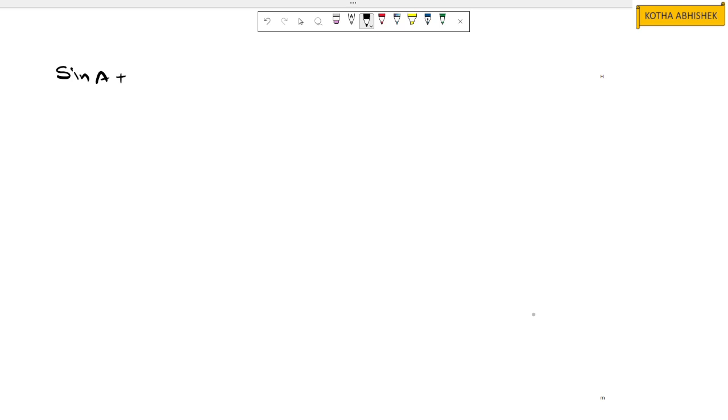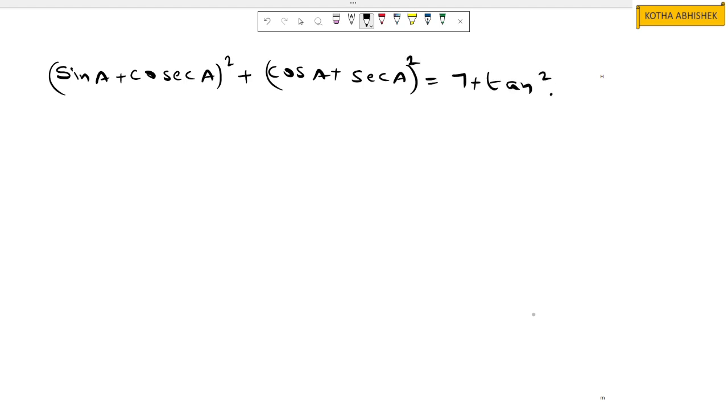Sin A plus cosec A whole square plus cos A plus sec A whole square equals 7 plus tan square A plus cot square A. So we need to show that sin A plus cosec A whole square plus cos A plus sec A whole square equals 7 plus tan square A plus cot square A. Here the first term, if you observe, sin A plus cosec A whole square, is in the form of A plus B whole square, right? So let us expand it.